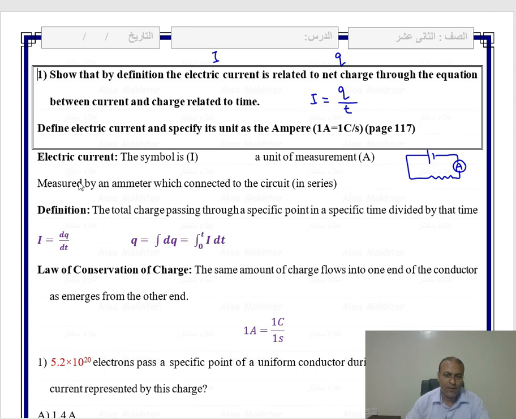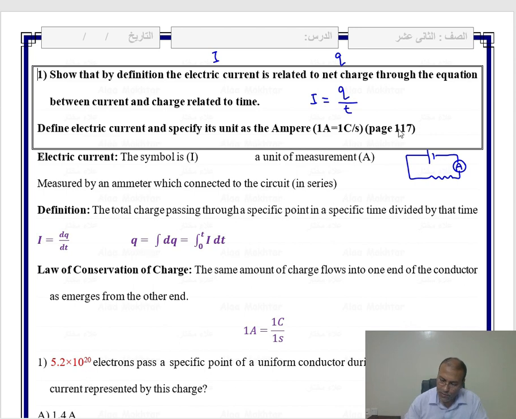The definition of electric current is the total charge passing through a specific point in a specific time, divided by that time. This is the definition for current. And I is the differentiation of charge with respect to time, so I equals dq over dt. Q is the integration, I is the differentiation: Q is the integration from initial time to final time of I dt.